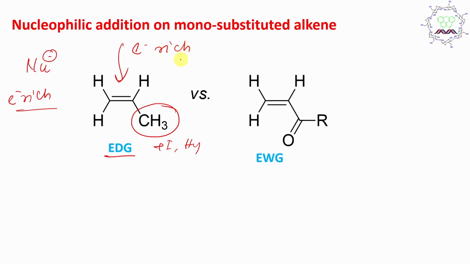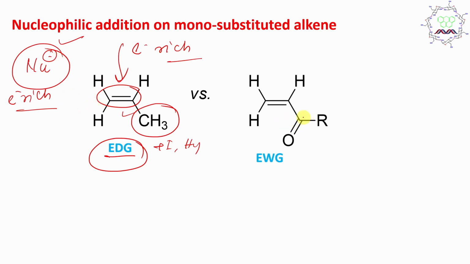So it will not react preferentially with this nucleophile. Why? Because it is electron rich, and the nucleophile is electron rich, so they will repel each other. So an electron donating substituent doesn't make this pi bond more reactive for nucleophilic attack. So this is less reactive.